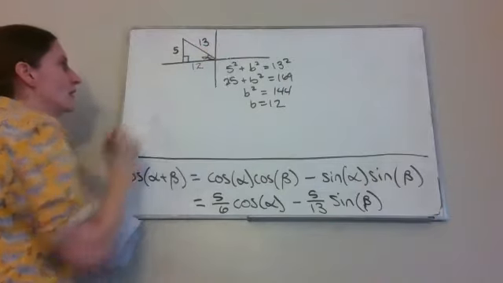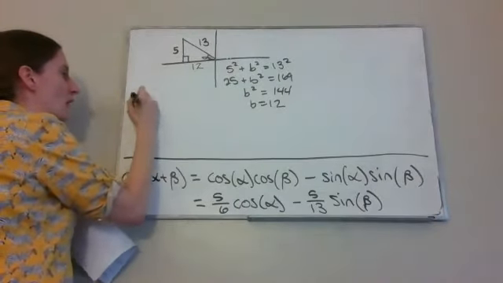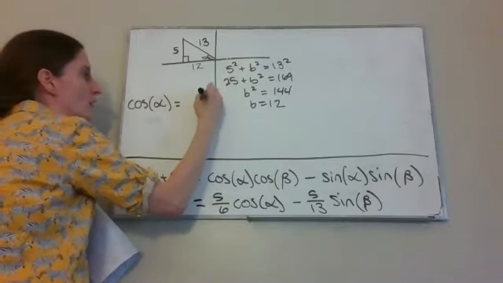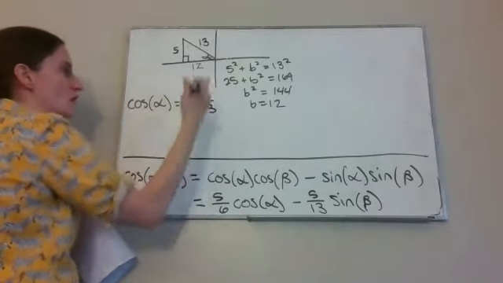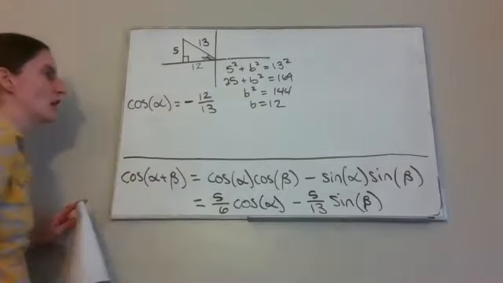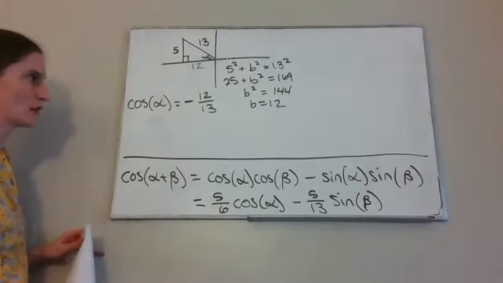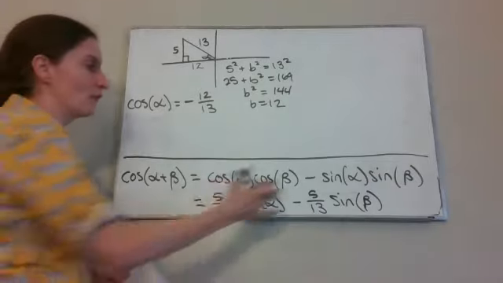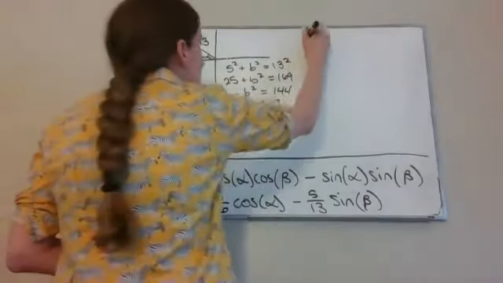Now from here, what would be cosine of alpha? Well, it looks like it should be 12 over 13, but remember, since we're in quadrant 2, it's going to be negative. So I get negative 12 over 13 for my cosine of alpha. We're going to do the same sort of thing to figure out sine of beta.